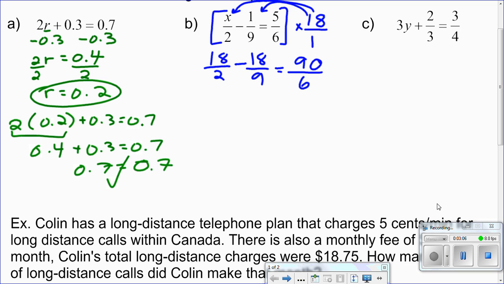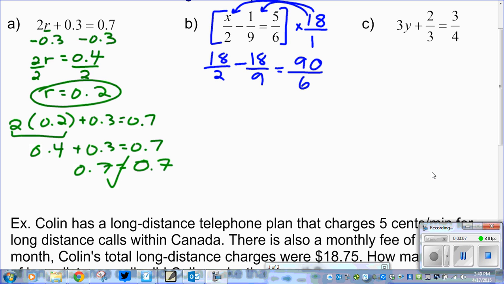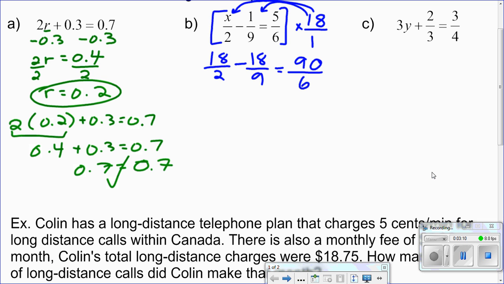Now we're going to divide those fractions. So we get 18 divided by 2, which leaves us with 9x, minus 18 divided by 9, which leaves us with 2, and 90 divided by 6, which leaves us with 15. Okay, and so now this should be nice and easy to solve because there are no fractions, no decimals. It's a nice, simple two-step equation.